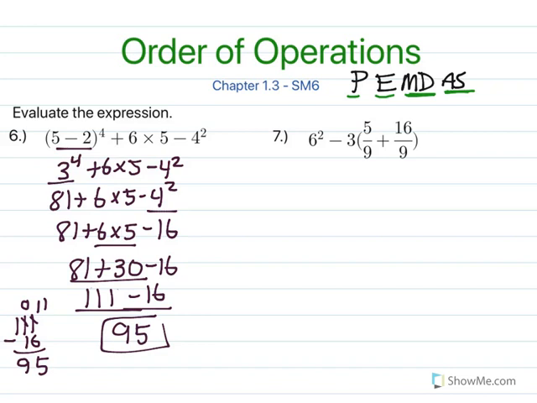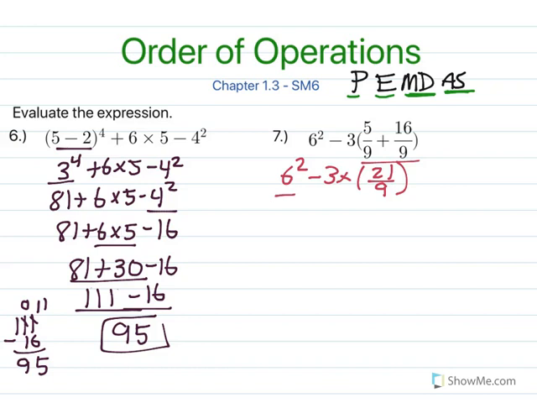I'm going to do my parentheses first. So I'm going to bring down my 6 squared minus 3. You notice the 3 is up against the parentheses. I'm going to write a little times sign. It means multiply. When you have a number up against parentheses, it means multiply. And then I have 5 ninths plus 16 ninths. So that is 21 ninths. So times 21 ninths. So I'm going to then do my exponent.